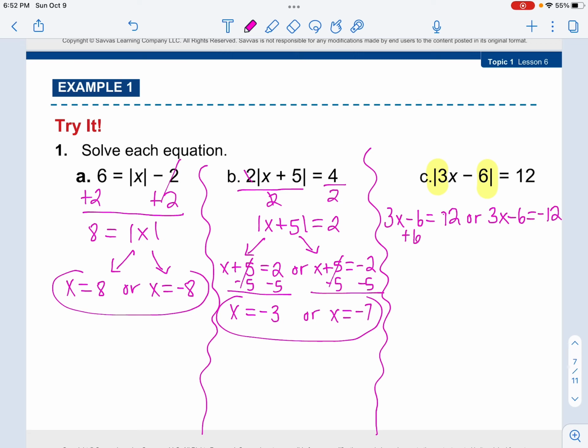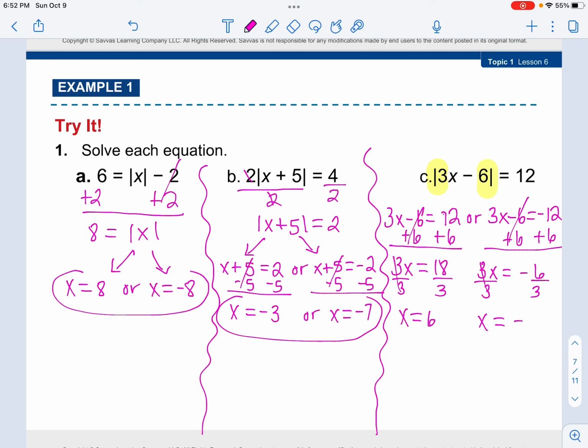We're then going to solve each, adding 6 to both sides. 6 cancels. 3x is going to equal 18. And then we'll divide by 3 on both sides for an x equal to positive 6. Here, when we add 6 to both sides, we end up with 3x is equal to negative 6. Then when we divide by 3 on both sides, we end up with an x equal to negative 2.